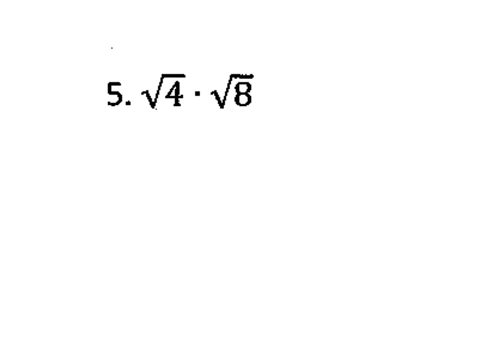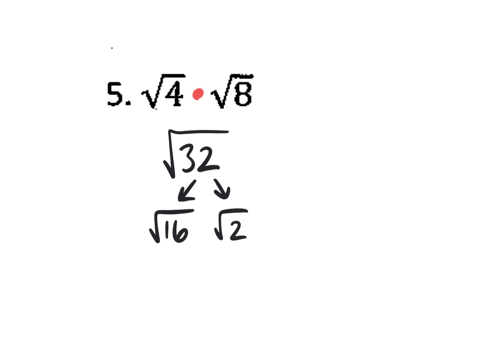Number 5, we have to multiply first. So anytime there's a multiplication symbol, it means you have to multiply in order to simplify first. So this would be the square root of 32. And then we're looking for the biggest perfect square to go into 32, and that would be 16. And the square root of 16 would be 4 square root of 2 for your final answer.